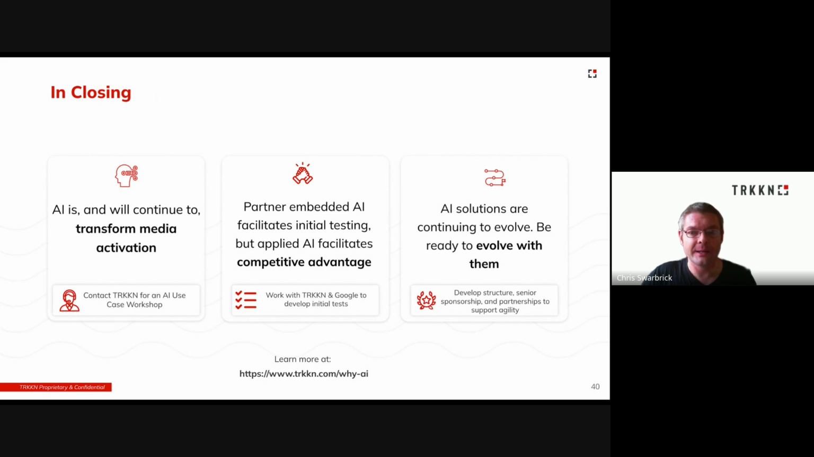3, AI is not a homogeneous solution, but rather an evolving toolkit. Taking full and ongoing advantage will necessitate putting in place the correct and adaptable technology, practices, and partnerships. A TRKKN maturity assessment can support your organization to assess your current digital capabilities and readiness for AI adoption.